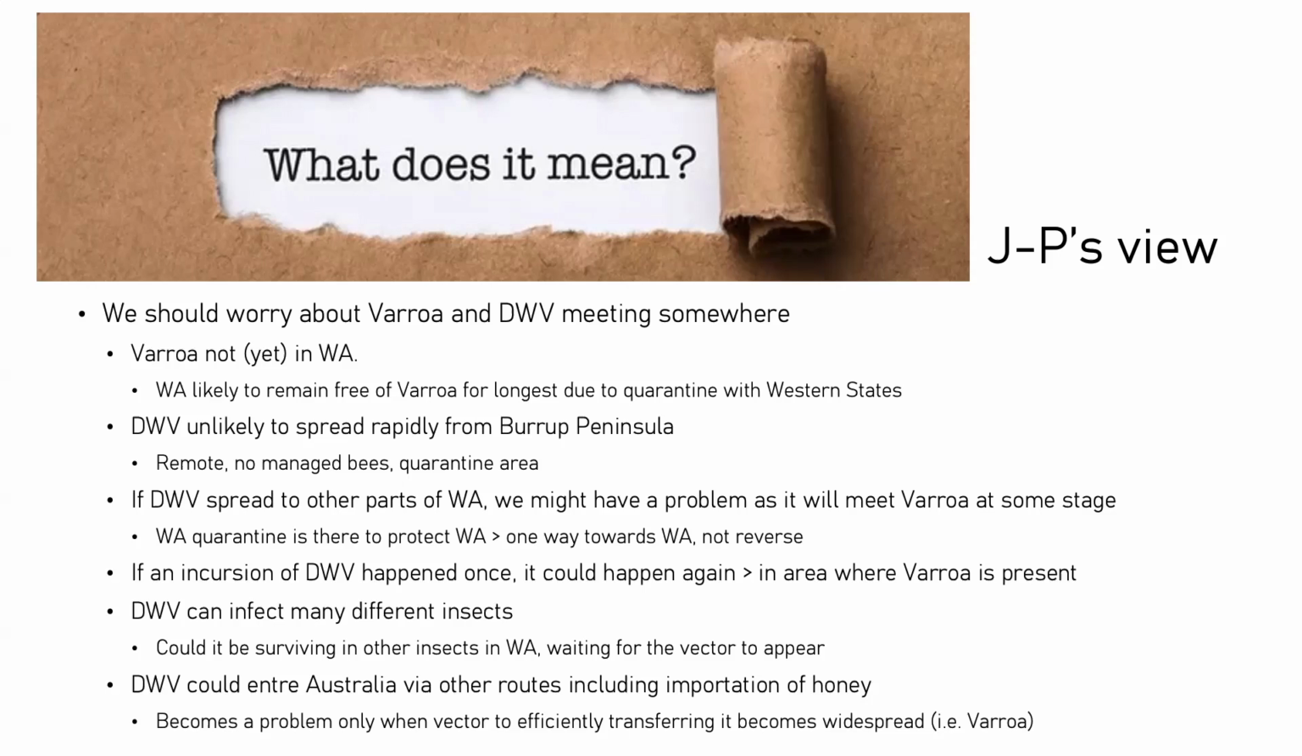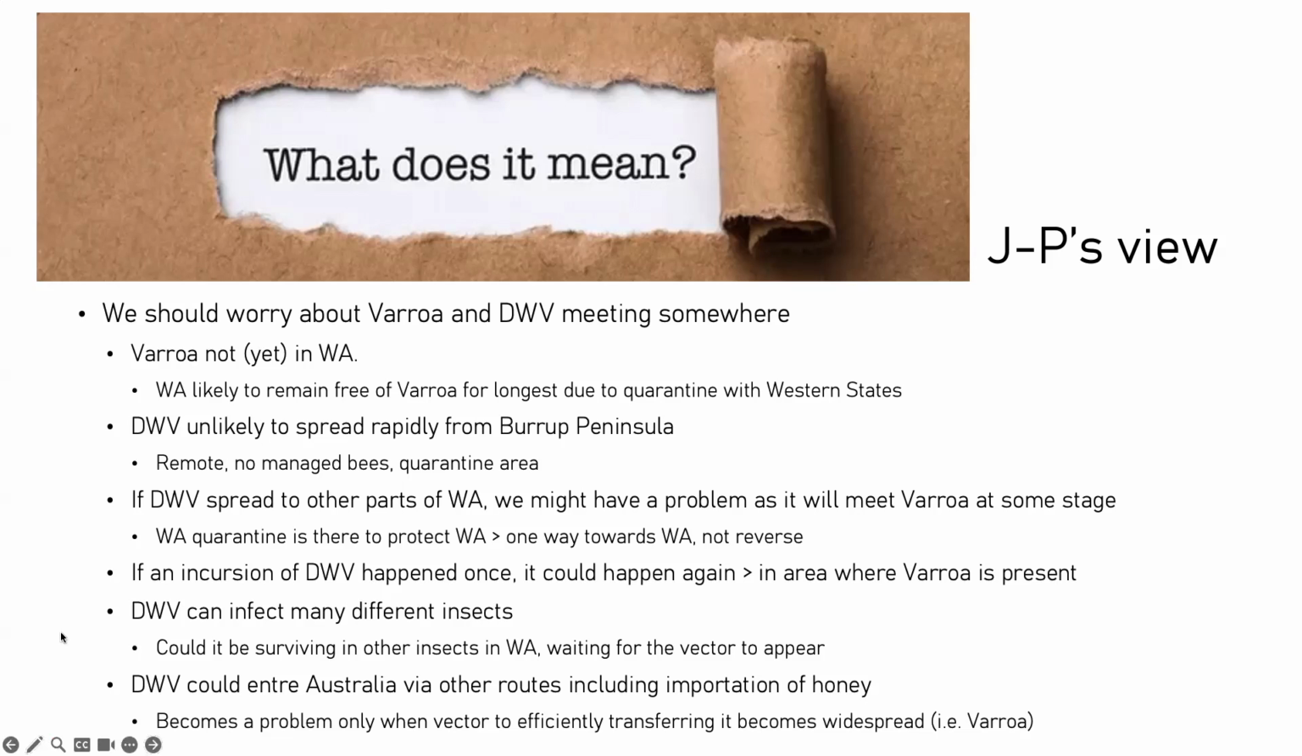And of course, at some stage, there will be some traffic between this area and other parts of Australia. There's workers there that would go back home to Perth and other places. There's flights in and out of that area. So it is possible that we would get some. If it's spread to other parts of Western Australia, then we might have a problem. If it's spread to other parts of Australia, we definitely have a problem, particularly if it intersects with places which have Varroa. And I think it's much more likely that the Deformed Wing Virus will migrate to places where we have Varroa rather than Varroa going to this particular small peninsula.